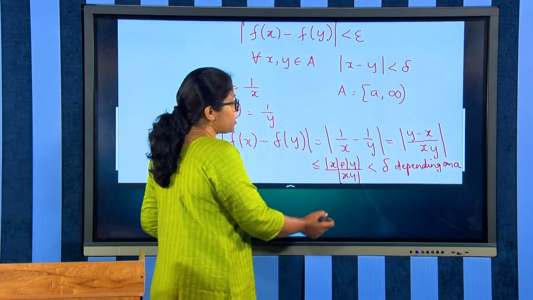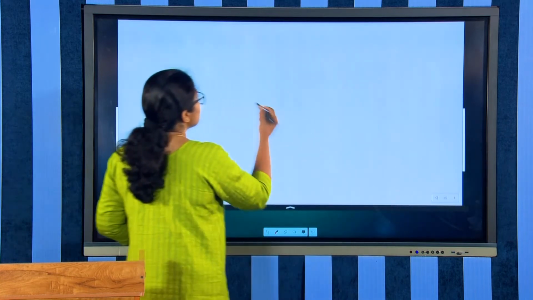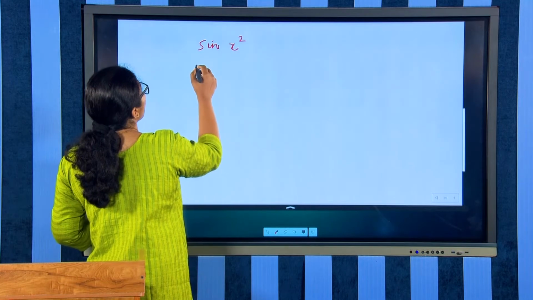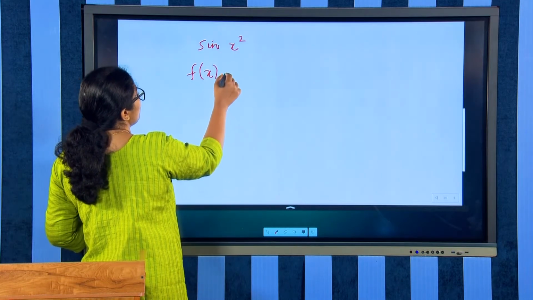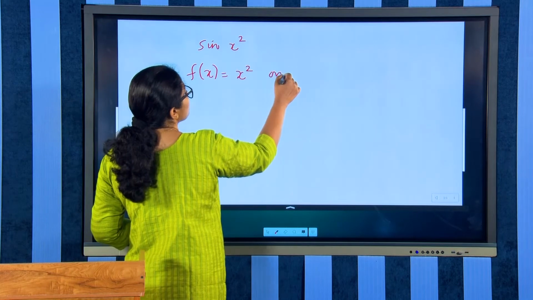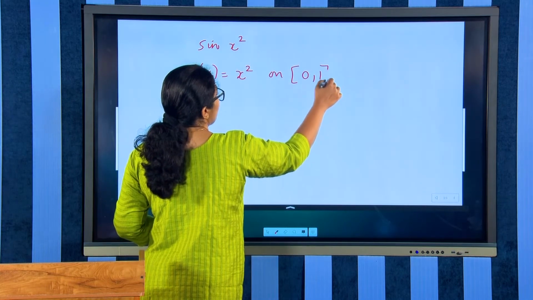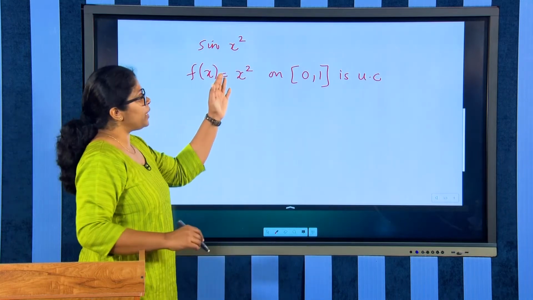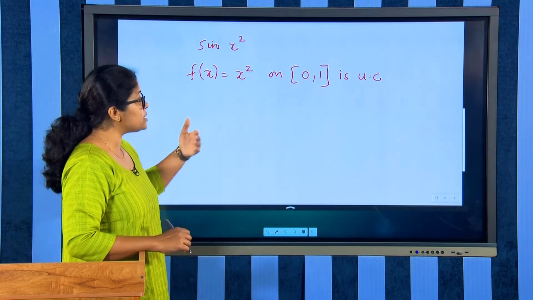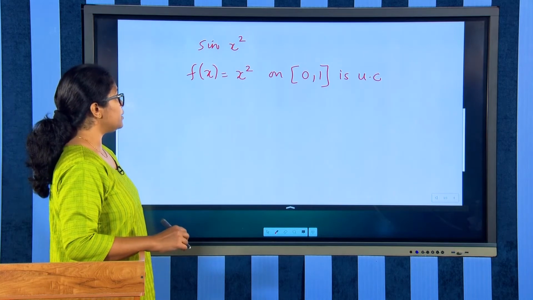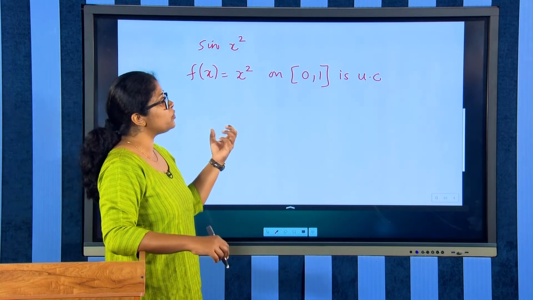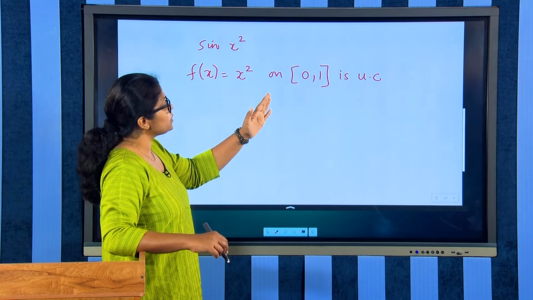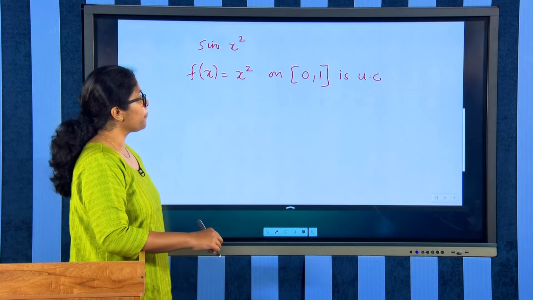And we can have many more examples like sin x square, for example, or simply the function f of x is equal to x square on closed interval 0 to 1 is uniformly continuous, and so on. Many functions are there which can be easily proved to be uniformly continuous, and many functions which can be proved to be continuous only but not uniformly continuous if we restrict the domain.